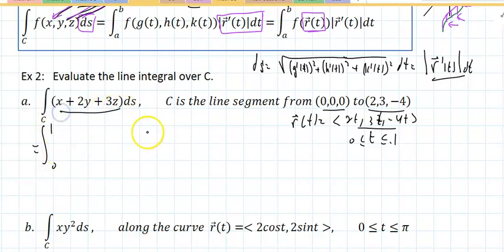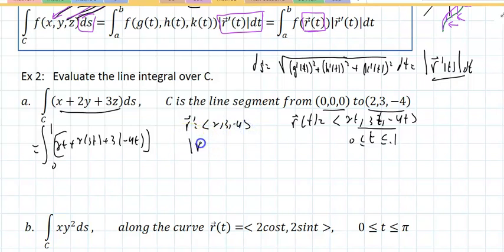And how does that work? What's x? X is 2t. What's y? 3t. And what's z? Negative 4t. And what's ds? Well, that's something you need to find every time. You go on the side and say, alright, well, let's see. R prime is actually 2, 3, negative 4, and magnitude of r prime is the square root of 4 plus 9 plus 16, that's 29. And that's how it's going to work on each of those.